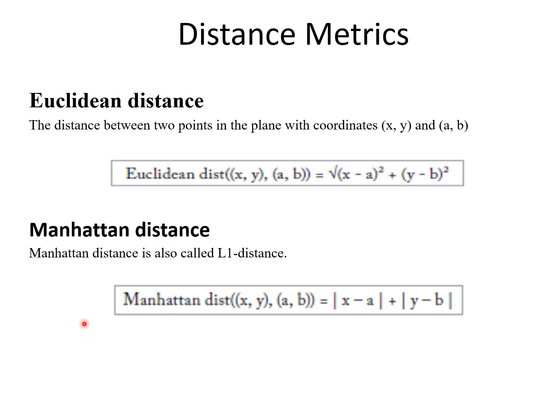Manhattan distance, which is also called L1 distance. The formula to compute it is given, and it takes the absolute value instead of the square root.